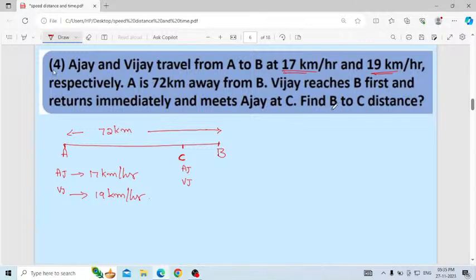Find the distance between B and C. The distance we don't know, so consider it as x. If this distance is x, the distance between A and C will be 72 minus x. Vijay will travel from A to B, then come back and meet Ajay at the point C.